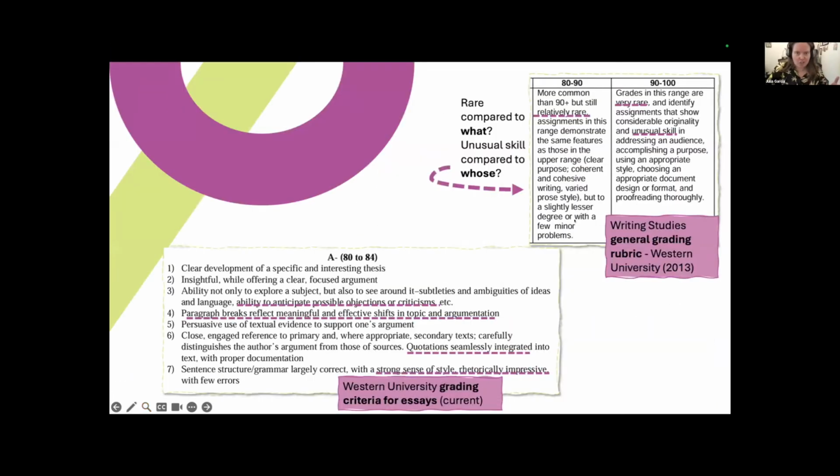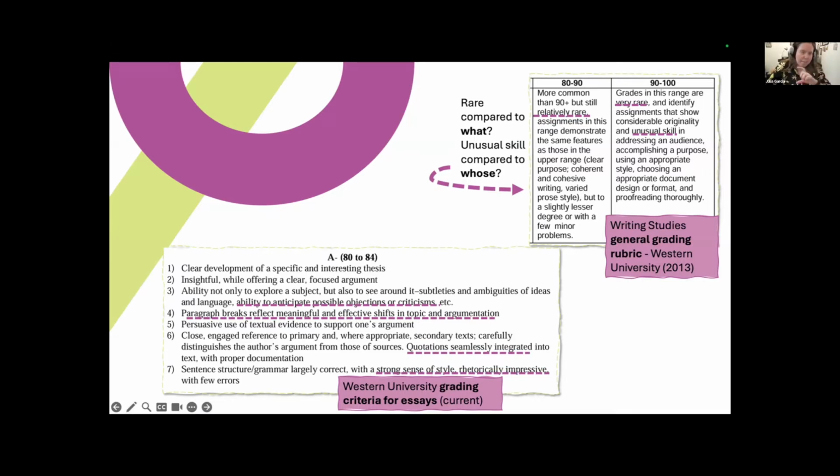And that begs the question, rare compared to what? Unusual skill compared to whose? Because those are comparative words fundamentally. So we're saying that some students are not going to be able to achieve that. That's basically what the grading criteria implies. We have changed from that one. We now work with this one at the bottom.